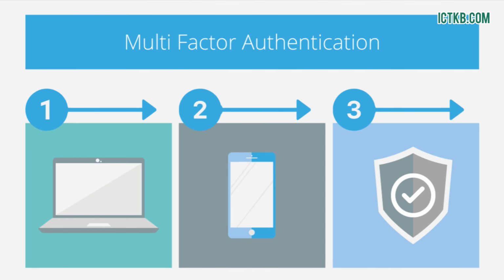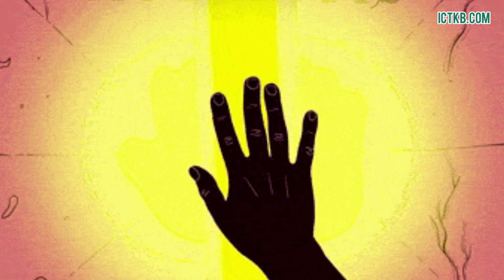First, let's dive into the world of multi-factor authentication, or MFA as it's commonly known. MFA is a security system that requires more than one method of authentication from independent categories of credentials to verify the user's identity. These categories can be something the user knows, something the user has, or something the user is.